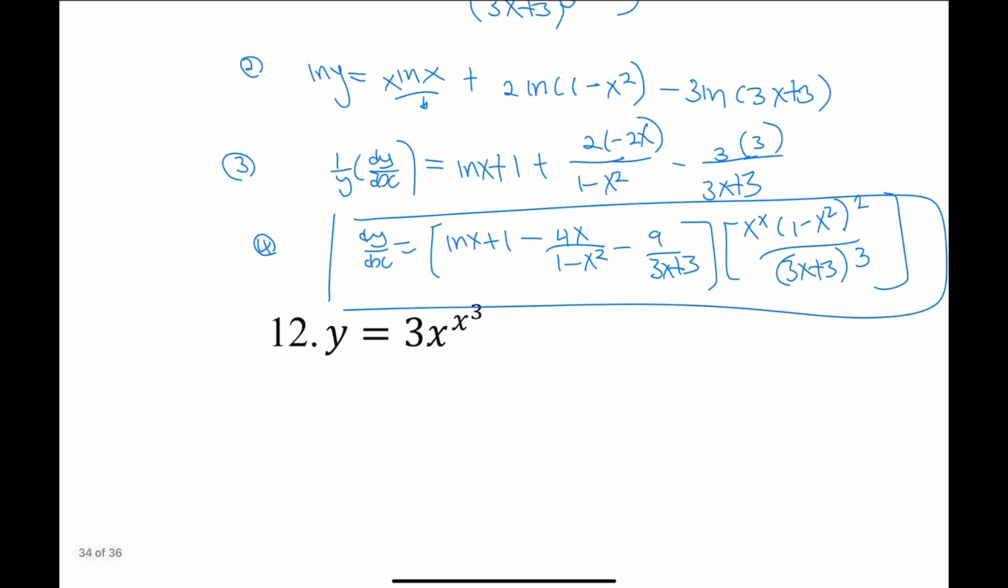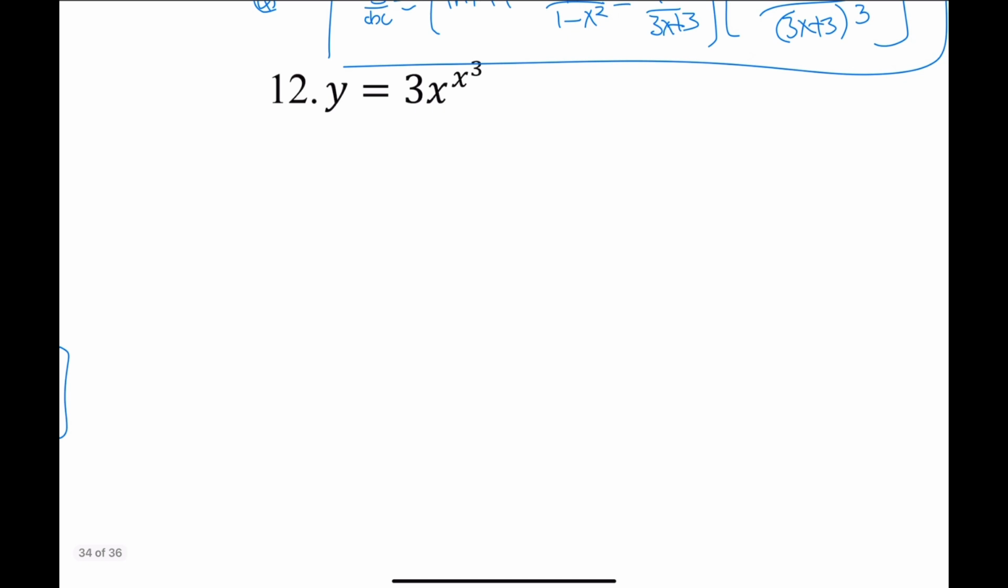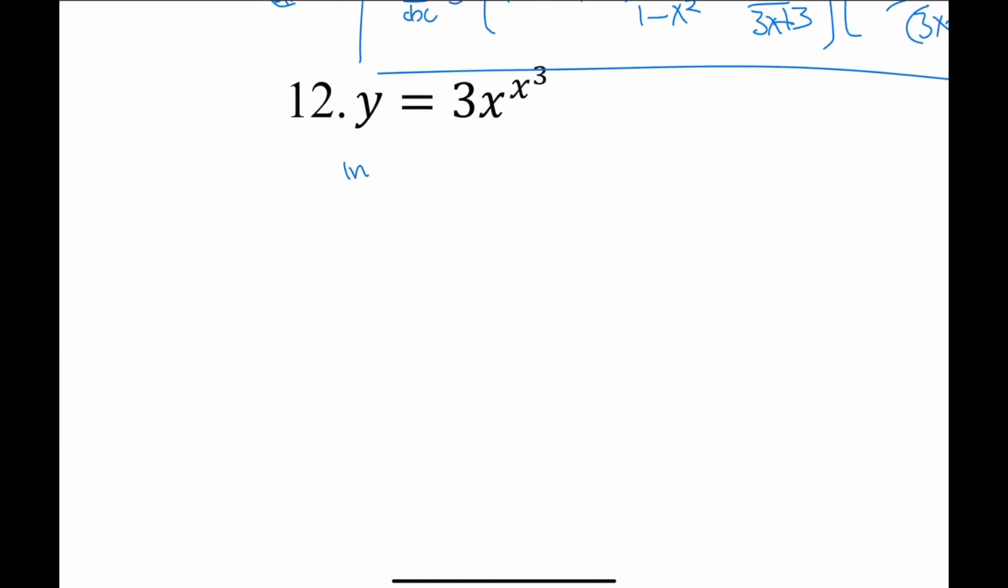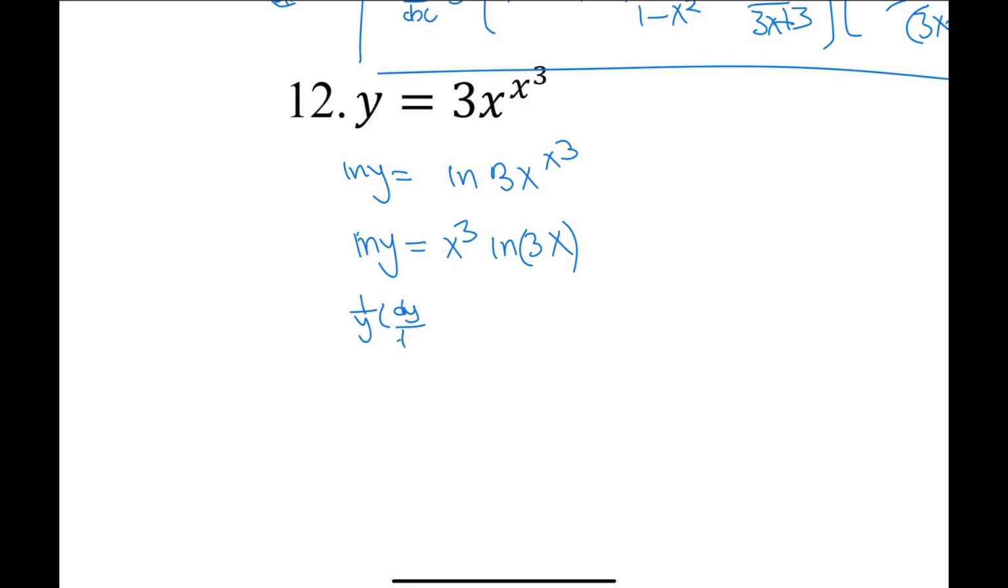Okay, so this will be our answer. Number 12, y equals 3x to the power of x to the third. Okay, so ln y equals ln of 3x to the x third power. So ln y equals x to the third power times ln 3x, right? So 1 over y dy over dx is basically equal to, using the product rule, 3x squared ln 3x plus 3x over 3, which is just 1 over x, times x to the third power.